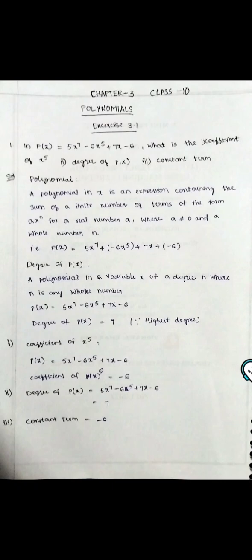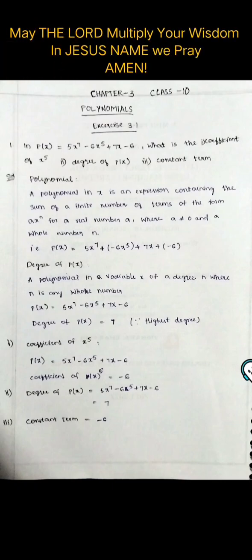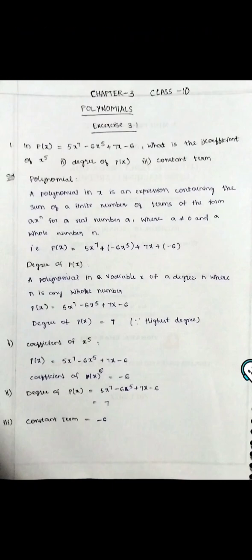So in the question they are asking for the coefficient of x power 5, the degree of P of x, and the constant term. See what is there before x power 5. That is minus 6. Minus 6 is the coefficient of x power 5. The degree of P of x is the highest power, which is 7. The constant term is minus 6, because after that we don't have anything, x power 0. So the constant term is minus 6.